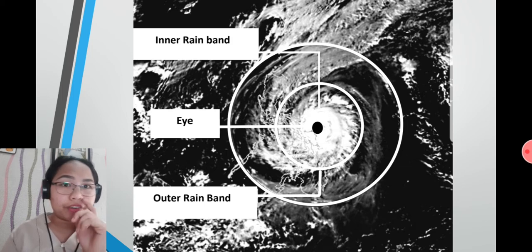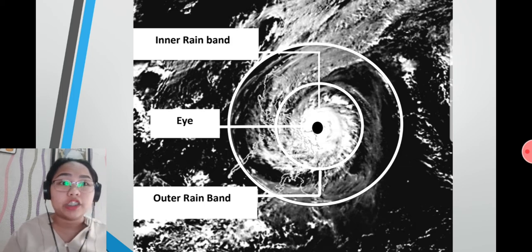Okay, so before the four categories, we have here the image of the bagyo or a tropical cyclone. So as you can notice here are the parts of the tropical cyclones. So we have here the eye. The eye is the center of the tropical cyclone. We also have here the inner rain band. So as you can notice in our image, we can see the inner rain band. And lastly, we have here the outer rain band. So these three are the parts of a tropical cyclone.